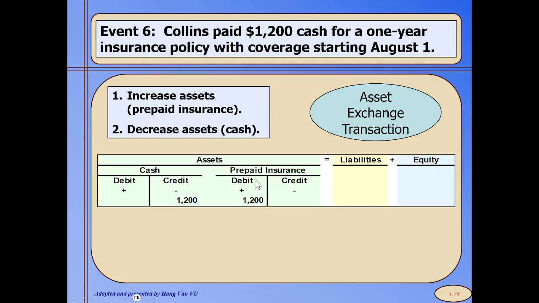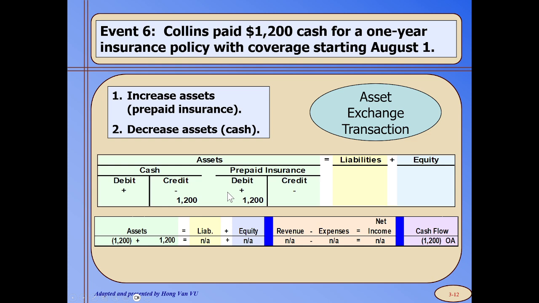And here is the illustration of the impact on the T account. So here we can see that we have two asset accounts. The cash decreases 12,000 and the prepaid insurance account increases 12,000. So we record on the debit side. The total assets account is unchanged.